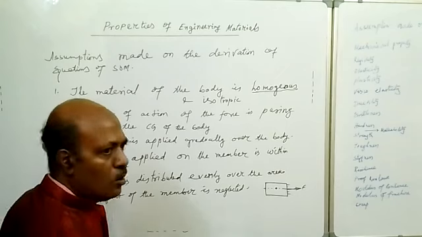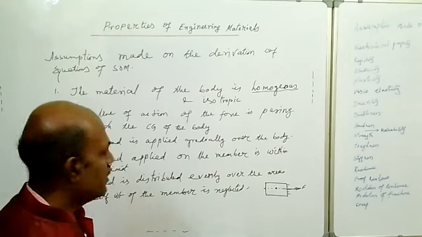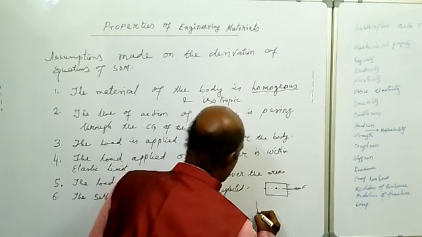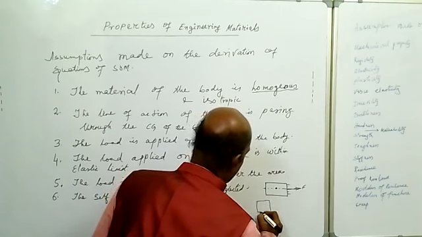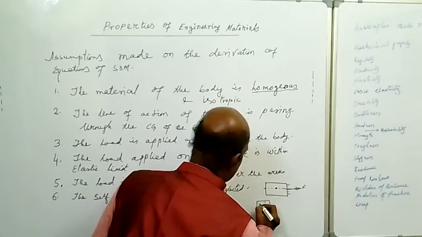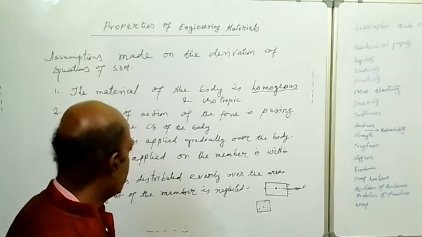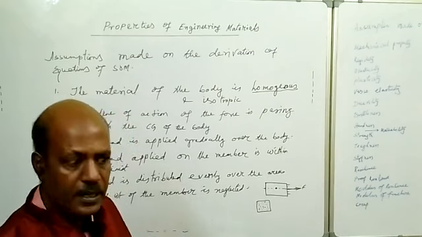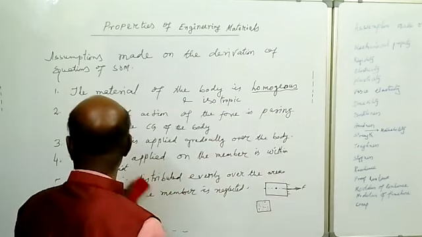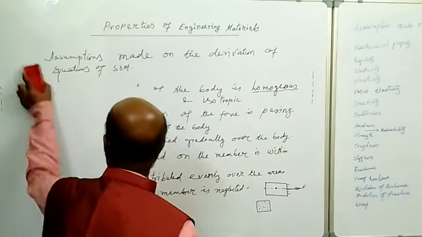Okay, so the load will not exceed the elastic limit value, and the load is distributed evenly over the whole surface. Say over this surface, if load F is applied, it is distributed evenly over the whole area. That is the meaning. And next is the self weight of the member is neglected. Now we will move to the properties. The various properties we will see here.